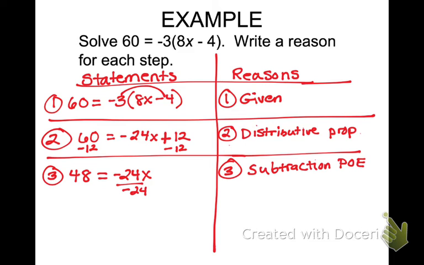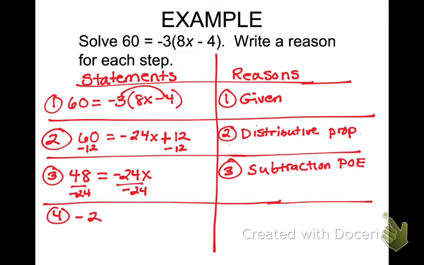Divide by -24. Put your line. So we get -2 is equal to x, which is division, property of equality. Okay, and we get x by itself, so we're all done. Questions with any of that? So we remember how to solve equations? Remember how to solve equations with the distributive property, hopefully?